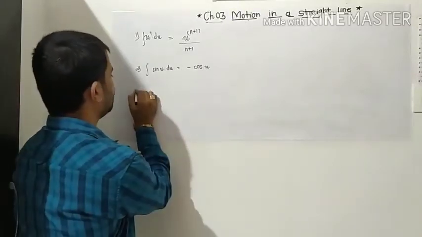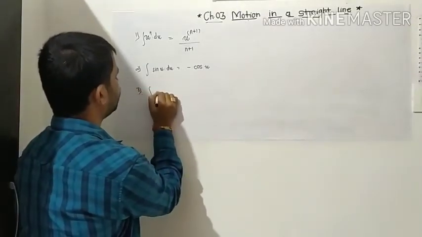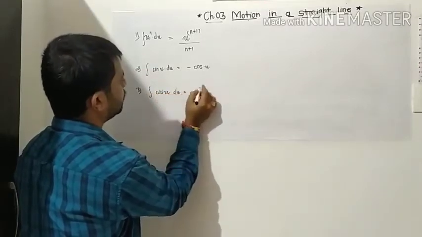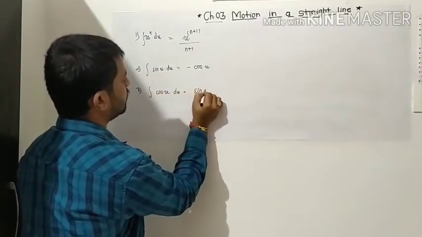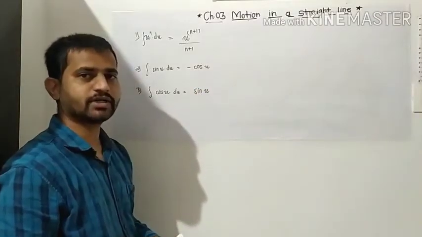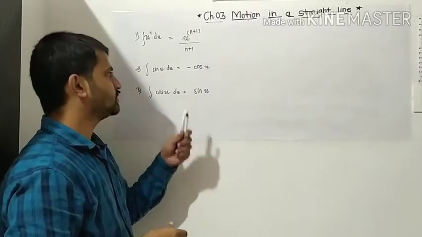Then the third one: the integration of cos x dx will be equal to sin x. The integration of cos x dx is nothing but sin x.